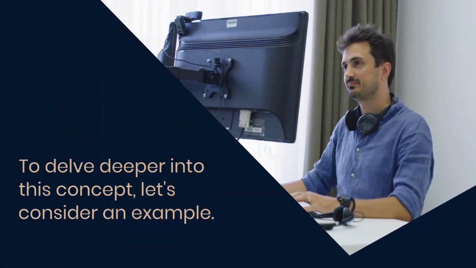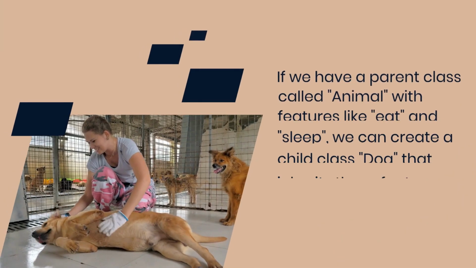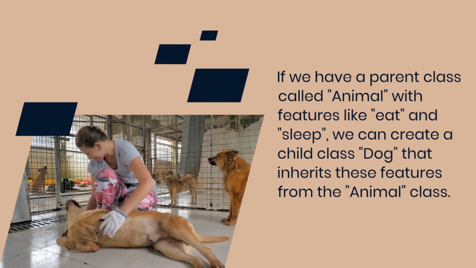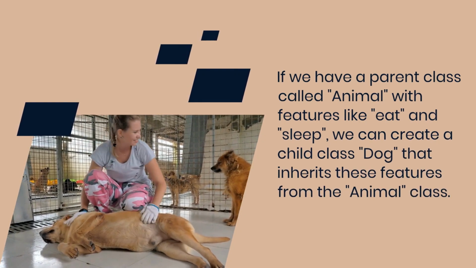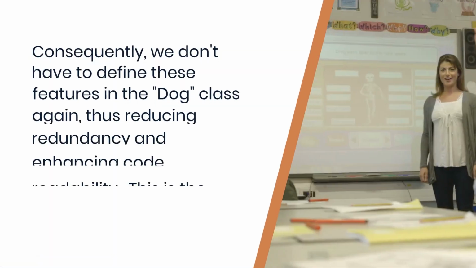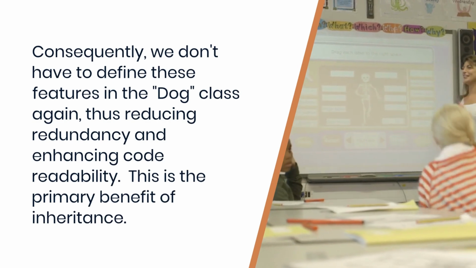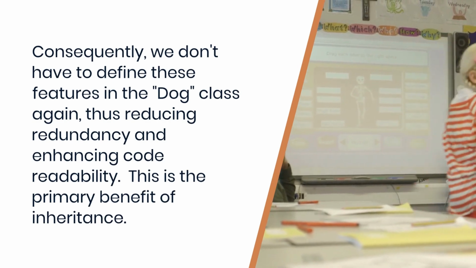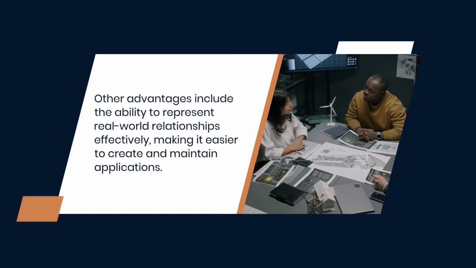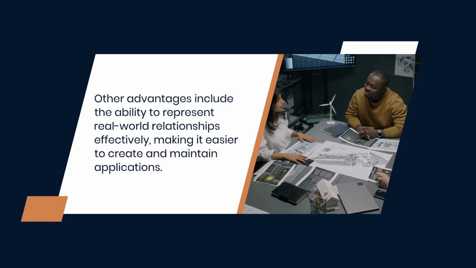To delve deeper into this concept, let's consider an example. If we have a parent class called animal, with features like eat and sleep, we can create a child class, dog, that inherits these features from the animal class. Consequently, we don't have to define these features in the dog class again, thus reducing redundancy and enhancing code readability. This is the primary benefit of inheritance. Other advantages include the ability to represent real-world relationships effectively, making it easier to create and maintain applications.